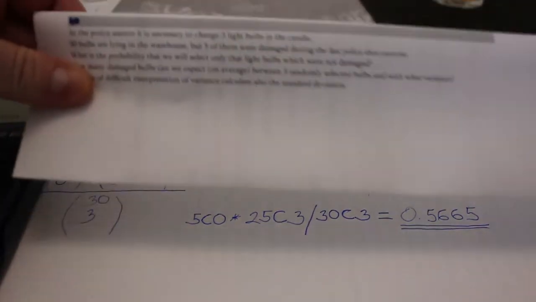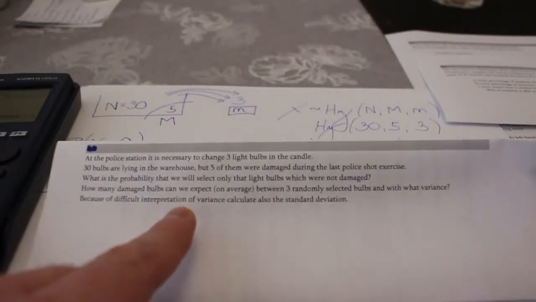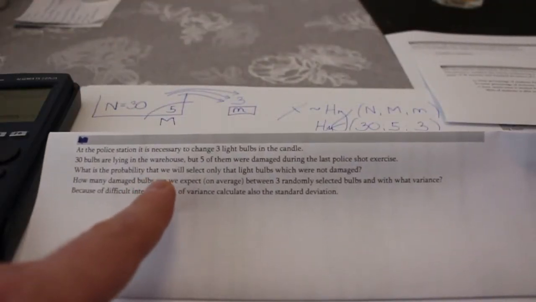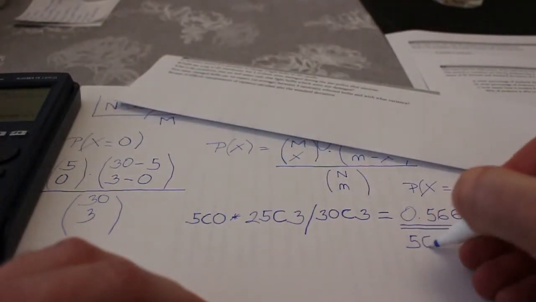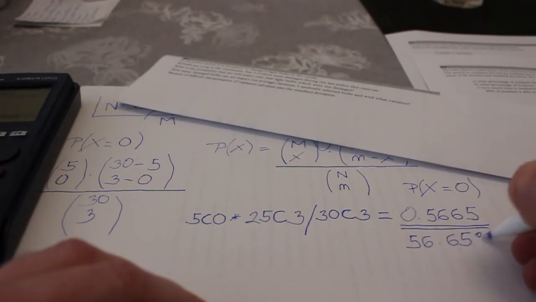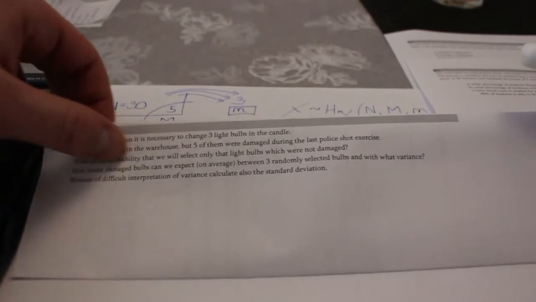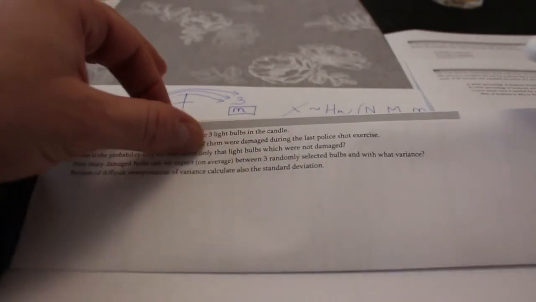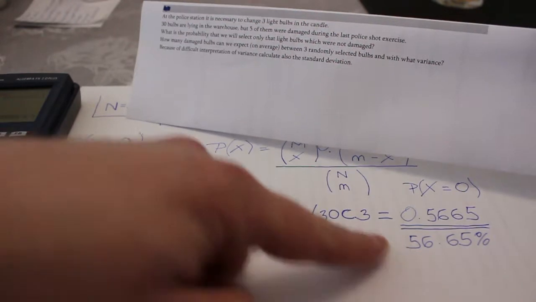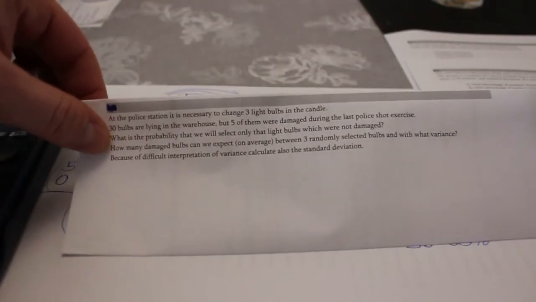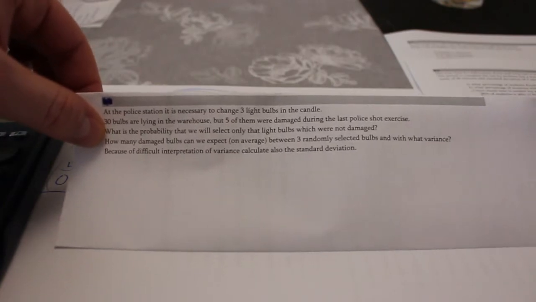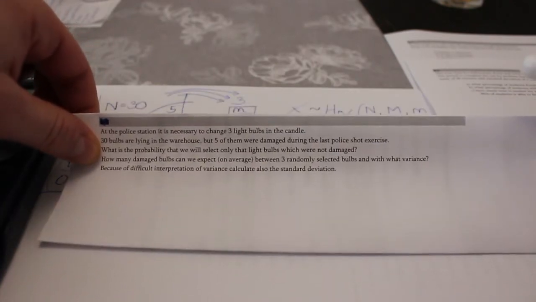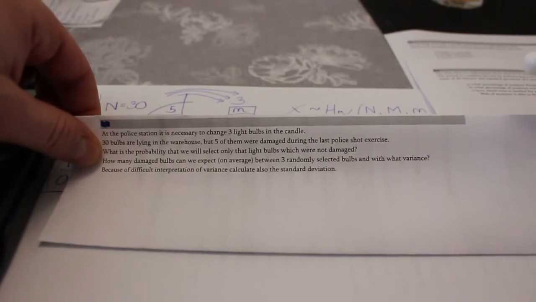So this is probability that random variable x will be equal to 0. Number of damaged light bulbs in our selection will be equal to 0 with this probability, 56.65%. So what is the probability that we will select only that light bulbs which were not damaged? 56.65%. How many damaged bulbs can we expect on average between 3 randomly selected bulbs and with what variance?